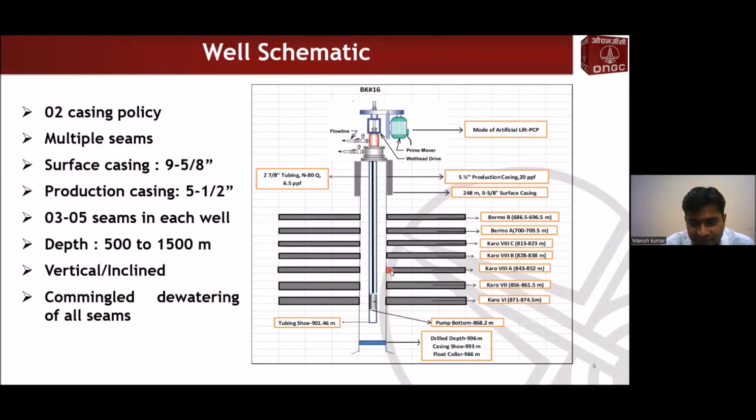It's not like that. In the initial stages of the testing period, in exploratory wells, we do these activities for understanding of individual seam behavior and its status. But later, in the development stage, we go for commingled dewatering of all the seams, leading to production of CBM from the coal reserves. And basically, the wells are of very shallow depth, not more than 1500 meters, ranging from 500 to 1500.